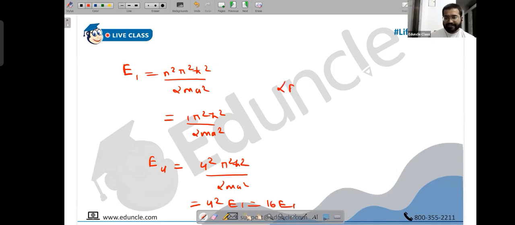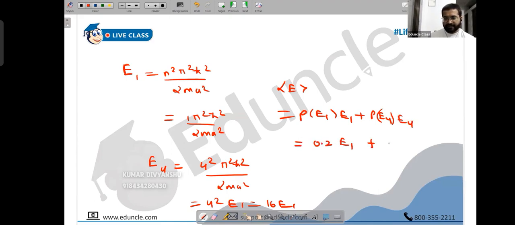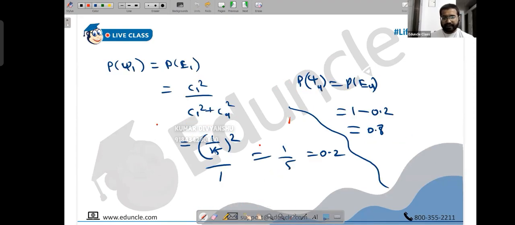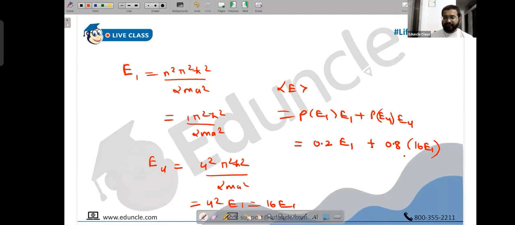Okay, so my average energy, what is the formula, people? Probability of E1 into energy of E1 plus probability of E4 into energy of E4. So probability of E1 would be 0.2, energy of E1 is E1, probability of E4 is 0.8, and energy of E4 is 16 E1. We have calculated this, probability is 0.2 and 0.8 respectively. You can keep E1 as it is, and E4 will be n squared times E1. I hope you remember this.